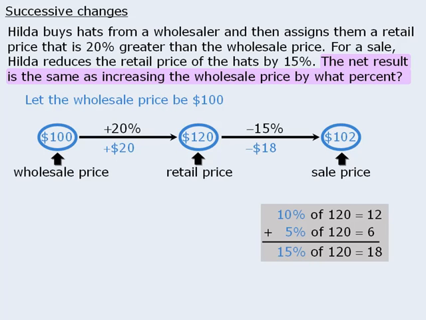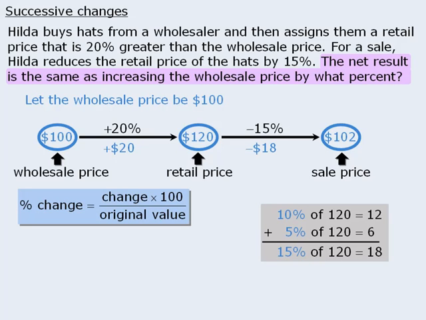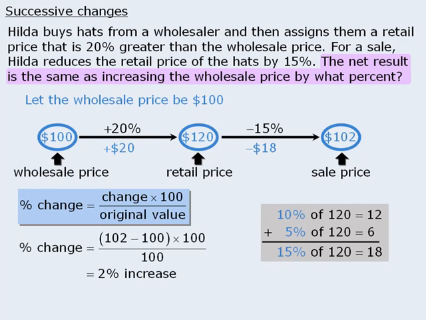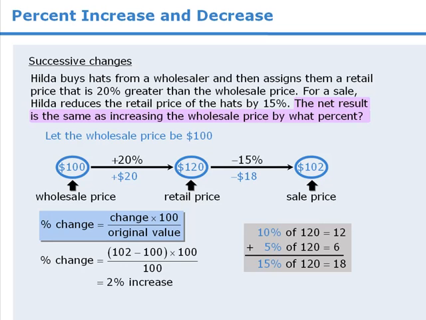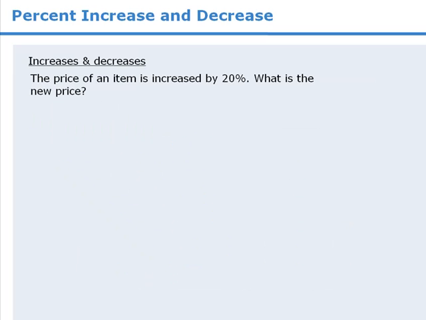So to do this, we will apply the percent change formula. So the net percent change is equal to the net change in price, which is $102 minus $100, times 100 divided by the original price, which is $100. When we evaluate all of this, we get an overall price increase of 2%. At this point, we can use the results from this question to make some useful observations.